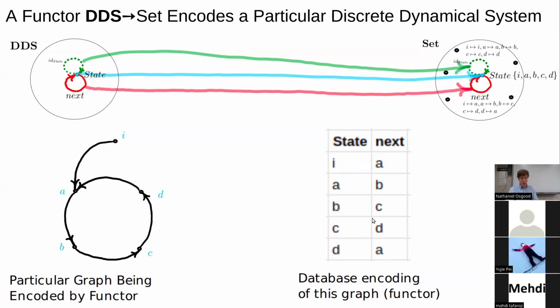Notice we can also encode it as a database, right? We have a table for each object, again, state. We have a set of primary keys. And then we have a foreign key, in this case to the same table, specifying what's the next state. That's exactly encoding this rule. It's just a lookup table for this function. Are we okay with this?